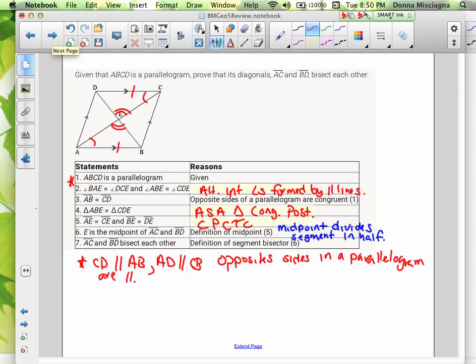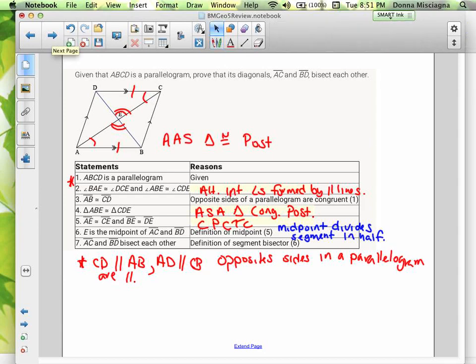Now we would have had a different triangle congruence postulate. This one would have been angle, angle, side. So you can solve a proof more than one way. In this case, we used the alternate interior angles. We could have used one alternate interior angle and the vertical angle. We know the vertical angles are congruent as well. So just a couple different ways to solve this proof.